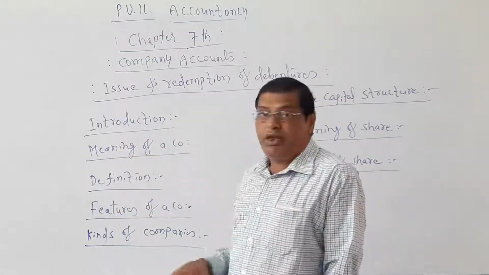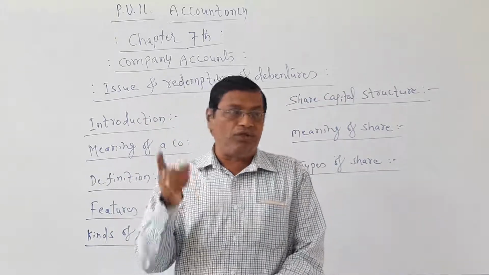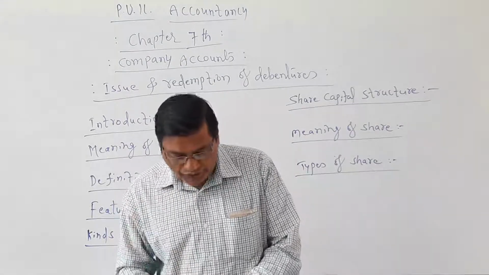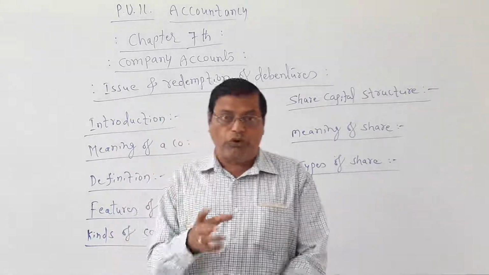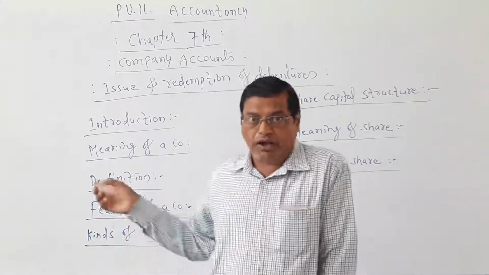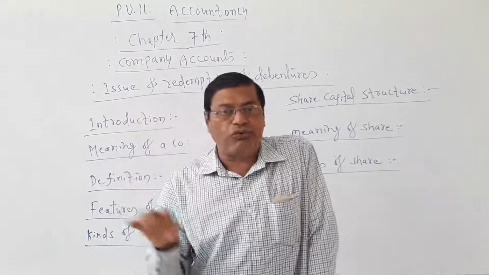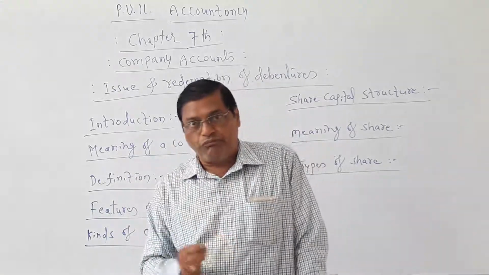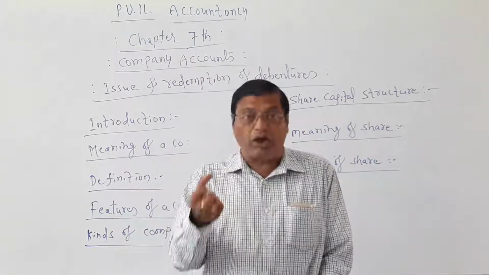Now coming to the meaning of company. What is meant by company? A joint stock company is nothing but a voluntary association of persons formed to carry on business with a view to earn profit. That is called company in general sense. Company means a voluntary association of many persons to conduct the business with a view to earn profit.